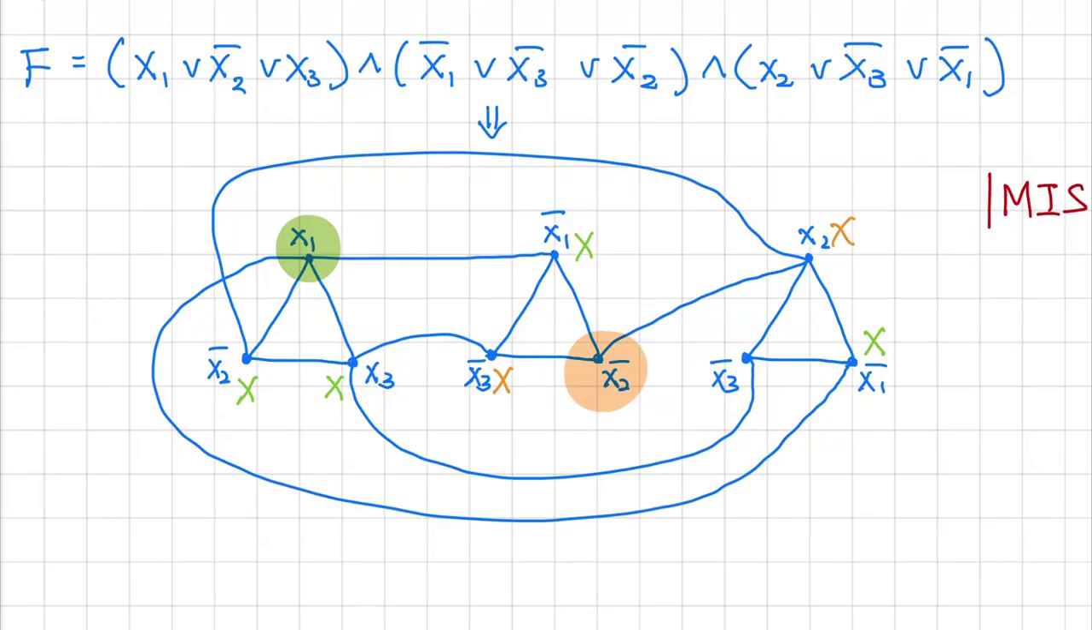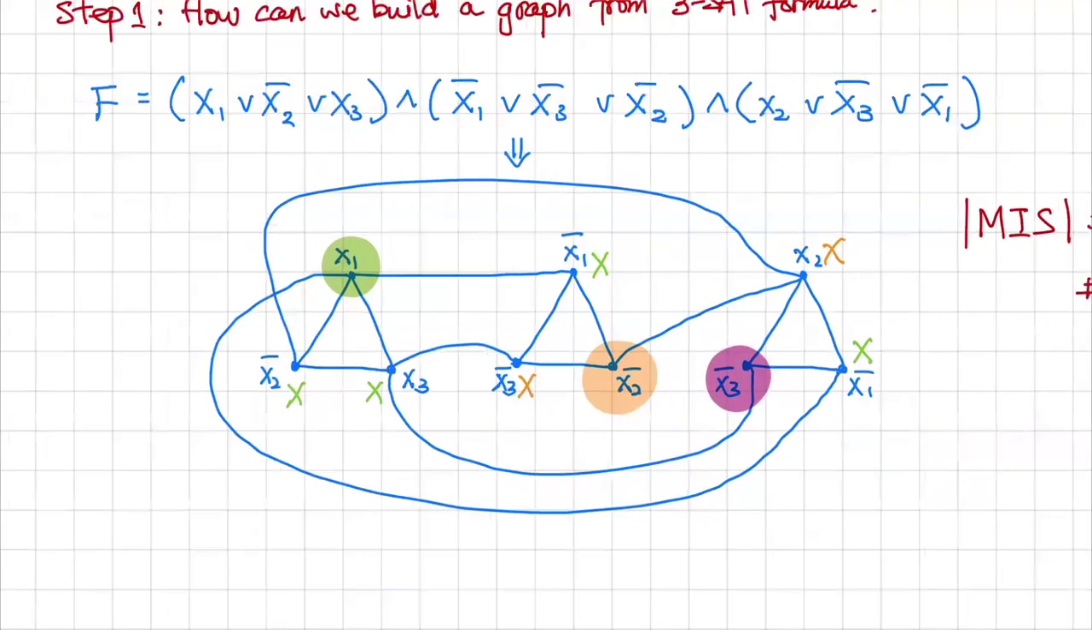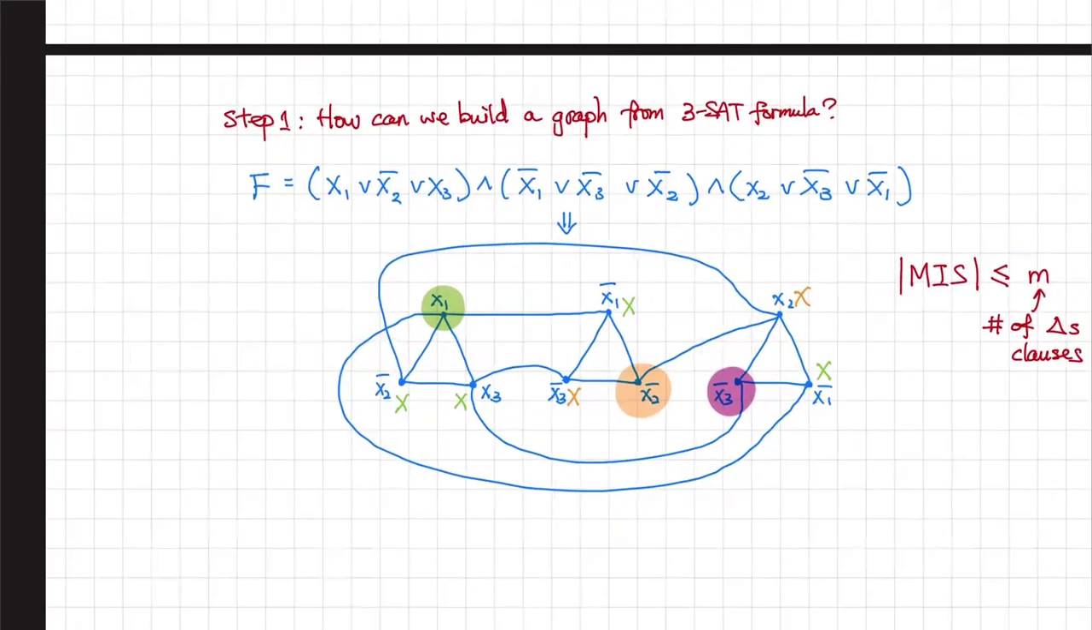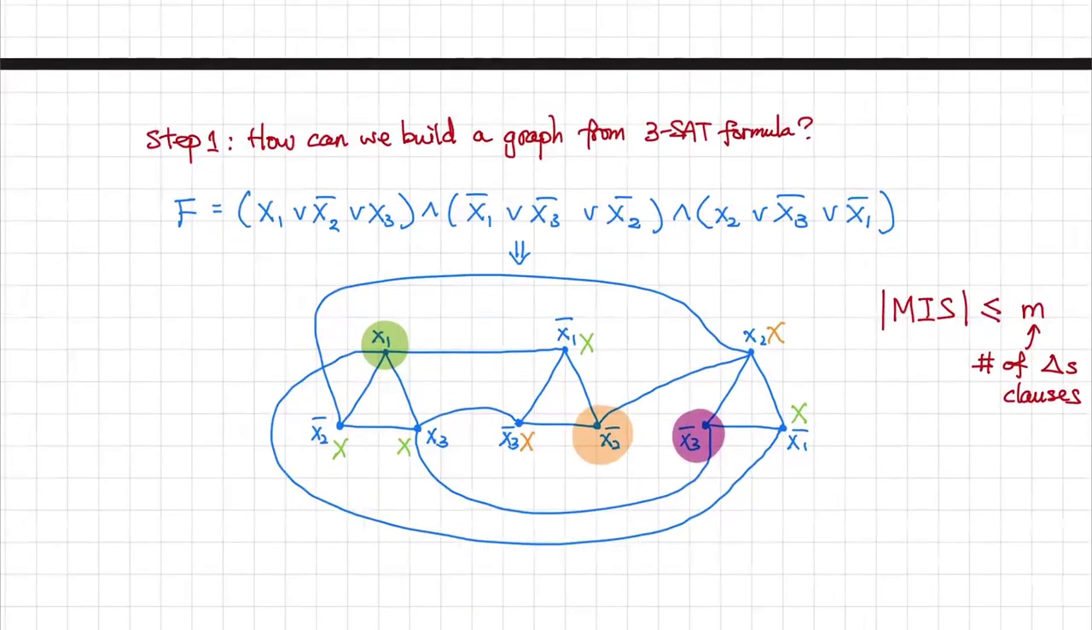Okay, so now we go to the third triangle. Which one can you select? X3. Do you have a choice? No, right, because for the other 2, you selected the negated. Okay, so we're done.